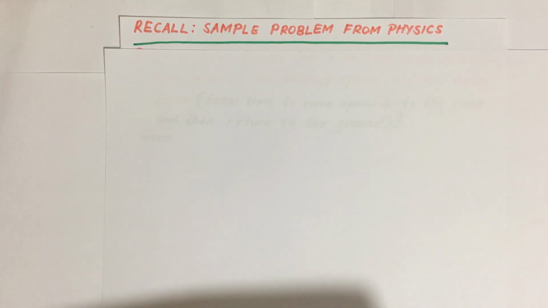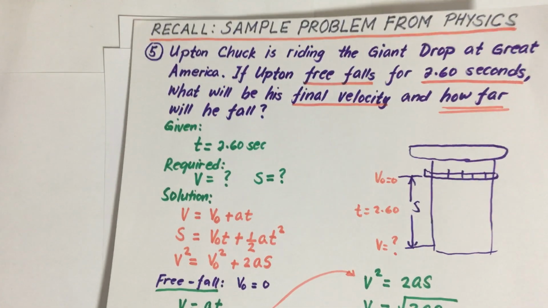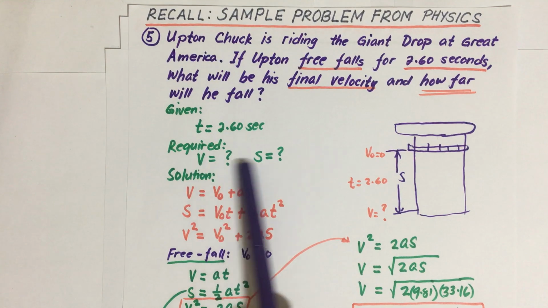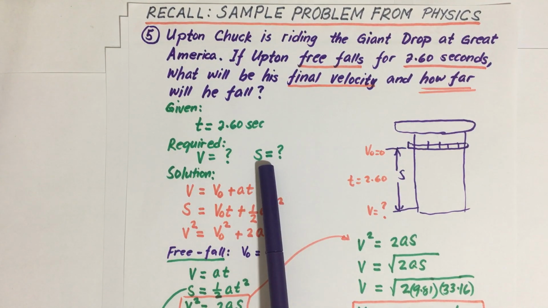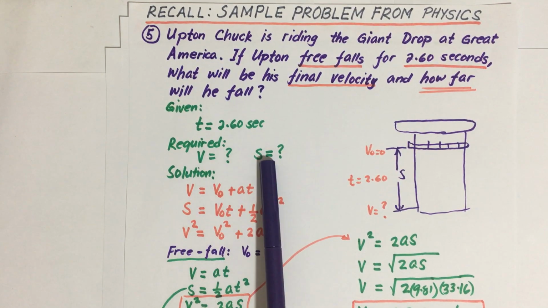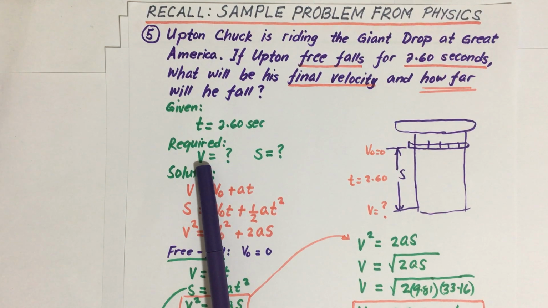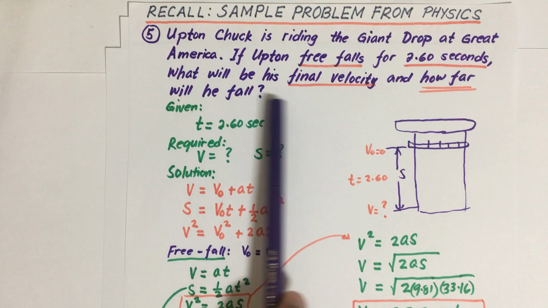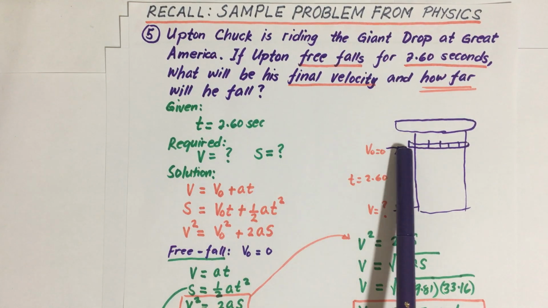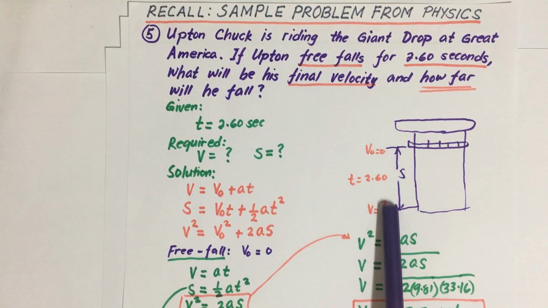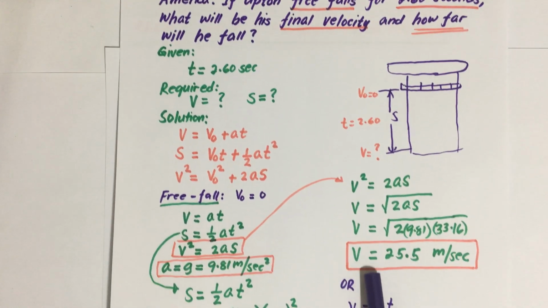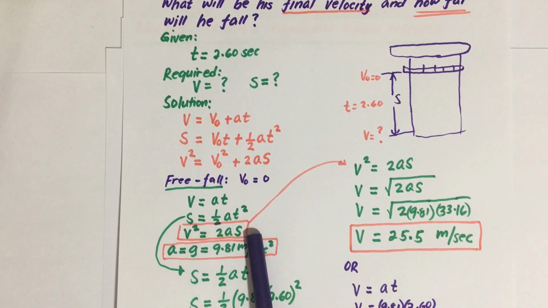Before we go to our next example, I would like to show you again our solution last time for our example number 5. I forgot to write the requirement class for s. So we have two requirements: the final velocity and the displacement. To answer the question, how far will he fall? That refers to the displacement. And last time we solved for the final velocity using this third formula.